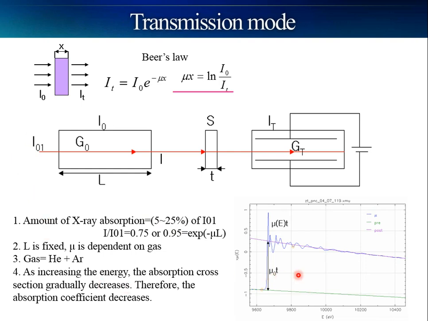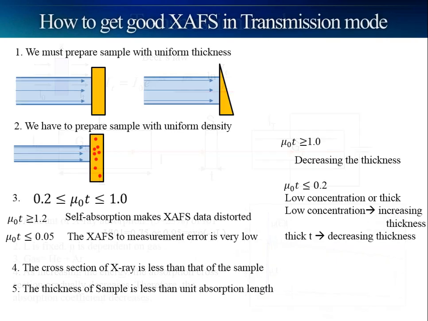Okay, look at this picture. This is the transmission data. As the energy increases, the absorption cross-section gradually decreases, so the total absorption coefficient also decreases like that. Now we have a question: how can we get good SAFS data in transmission mode?